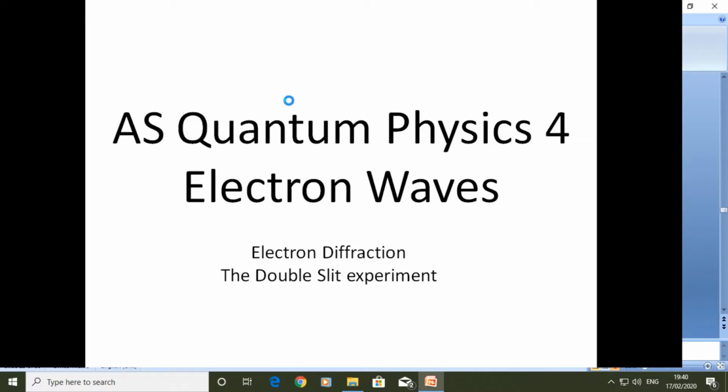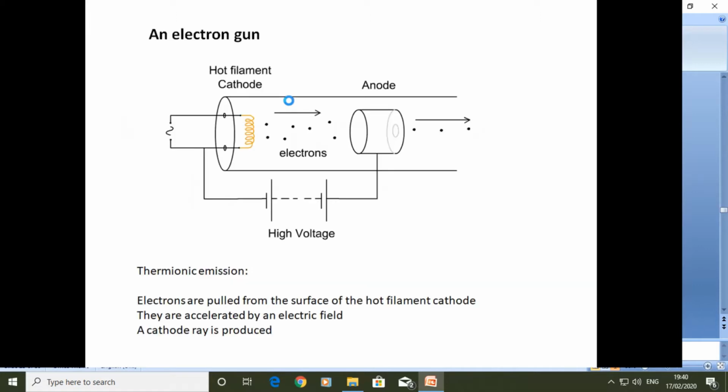AS Quantum Physics 4, electron waves. We'll be looking at electron diffraction and the double slit experiment. Now, before we do, this is an electron gun and it produces very fast moving electrons.